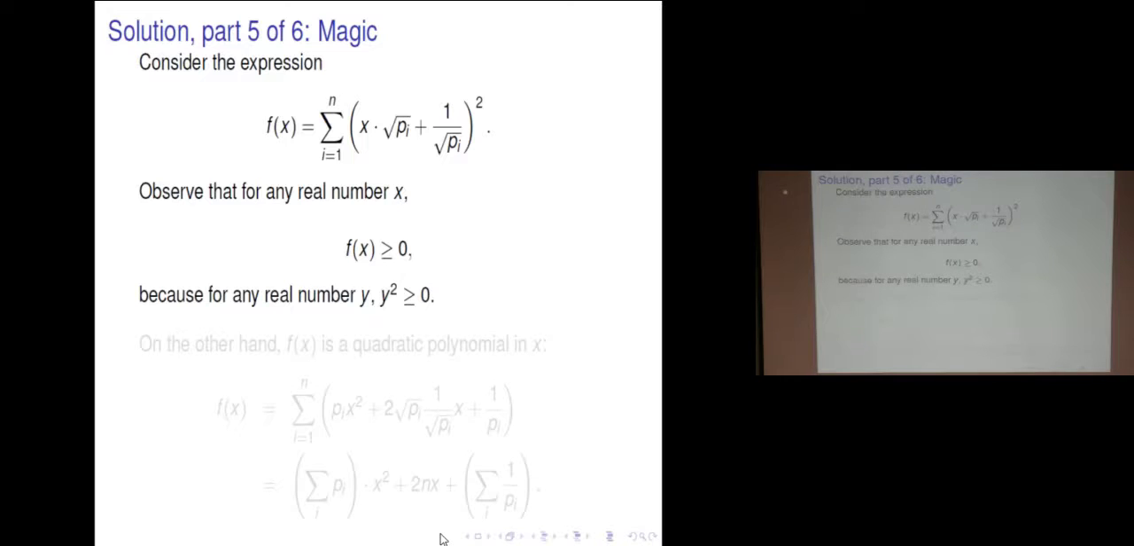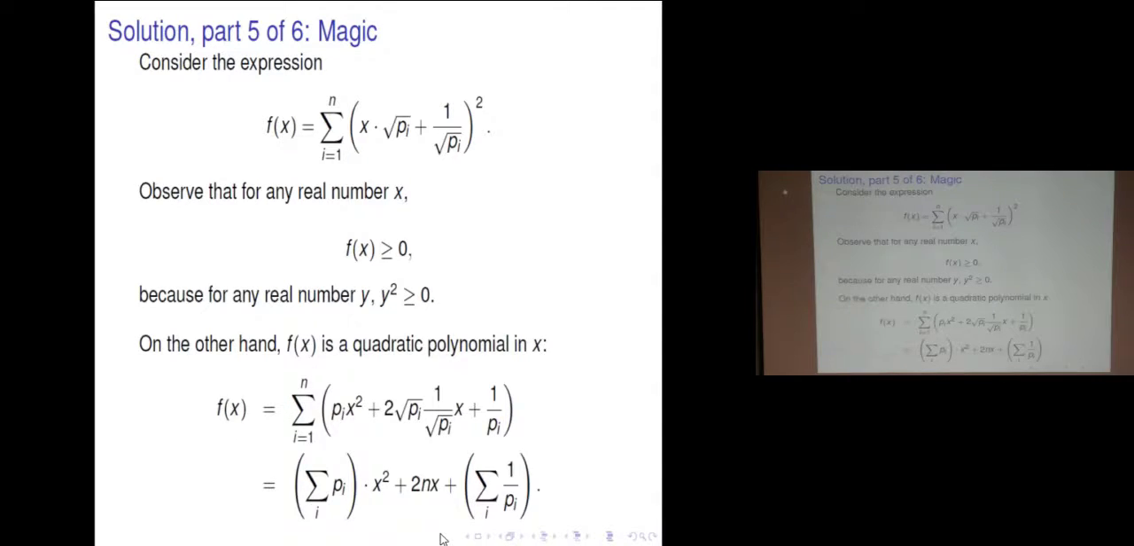Okay? Now, on the other hand, this f of x is a quadratic polynomial. You see, let's calculate what f of x is. So it is a sum of some squares, so let's open up this square. It's a simple calculation.